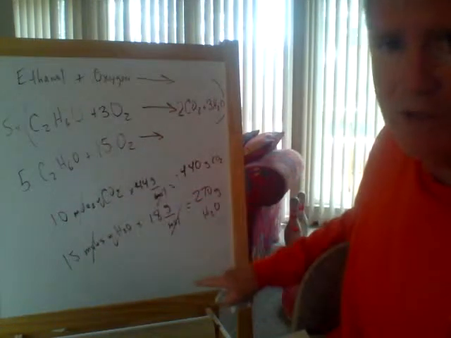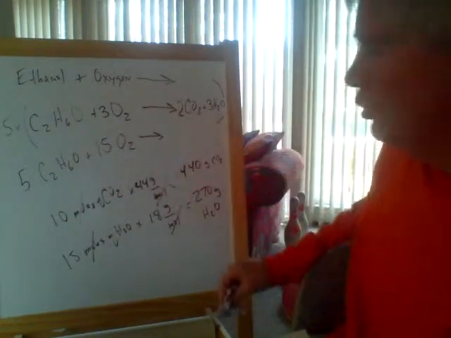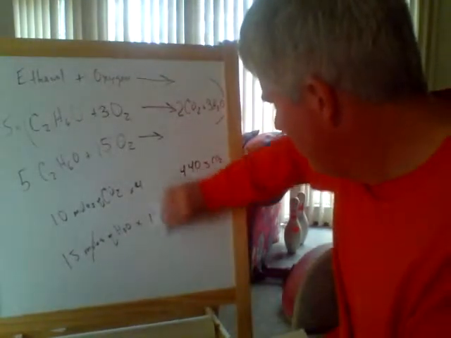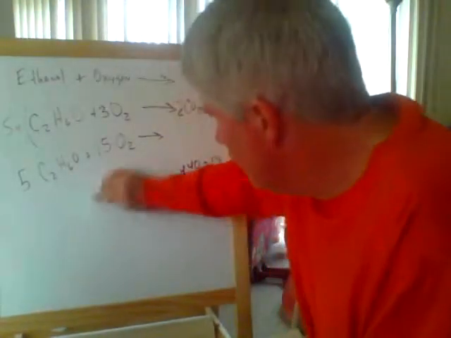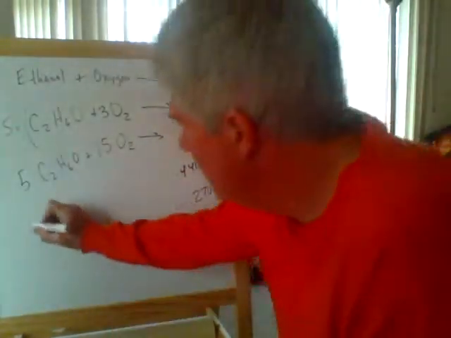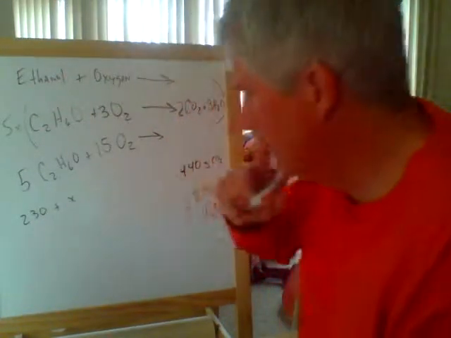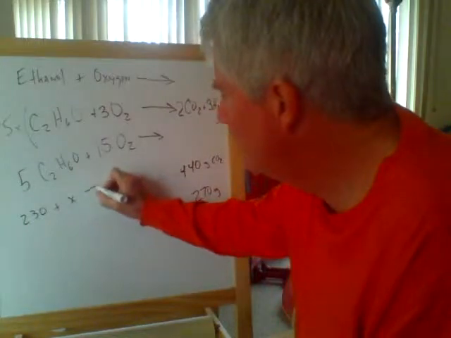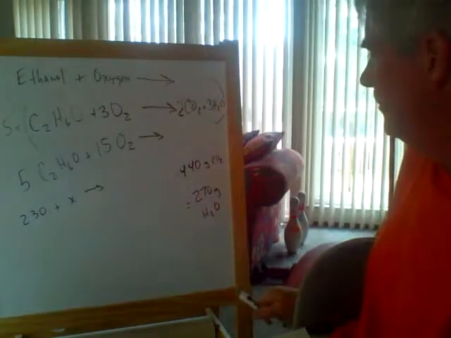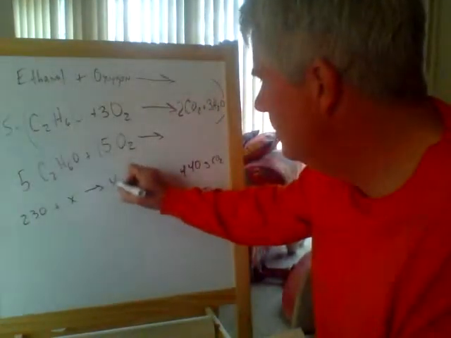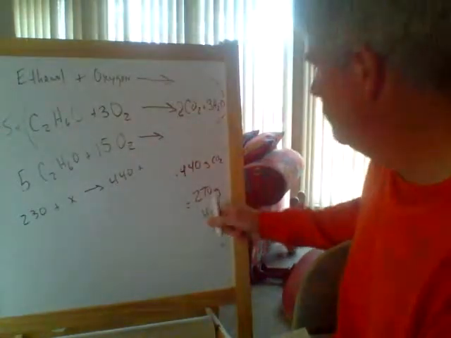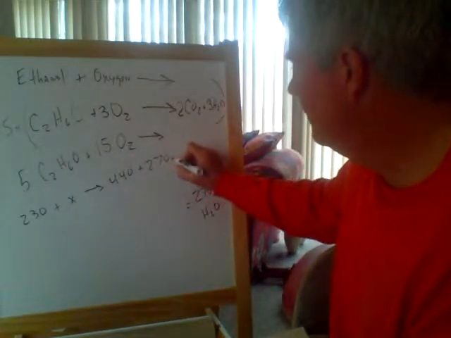We could calculate it all out, okay? But I'm actually going to do it a different way, which is we had 230 grams of ethanol plus some number of grams of oxygen, which yielded 440 grams of CO2 and 270 grams of water.